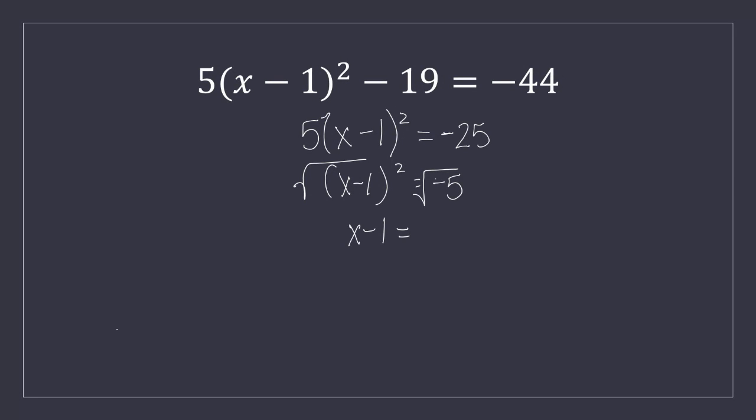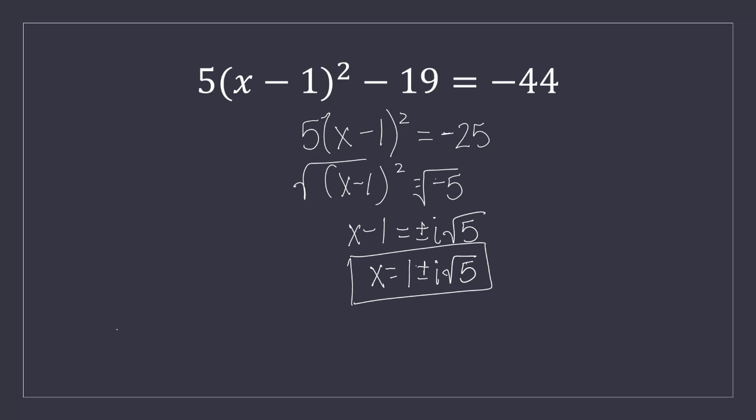Looks like I'm square rooting a negative again, which means I'm going to have an i in my answer. 5 cannot be simplified at all, so I'm going to leave this as the square root of 5. And then my last step would be to add 1, making this 1 plus or minus i square root of 5. This is my final answer. I have gotten everything away from x and solved.